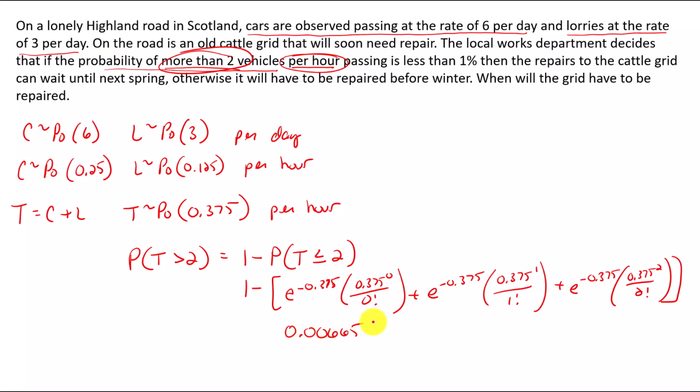0.00665. So now, we were trying to find out if the probability of more than 2 vehicles is less than 1%. So if I made this a percent, it would be like 0.6%. So this is definitely less than 1%. And so in that case, they can wait until next spring. So when will the grid have to be repaired? The grid will be repaired next spring.